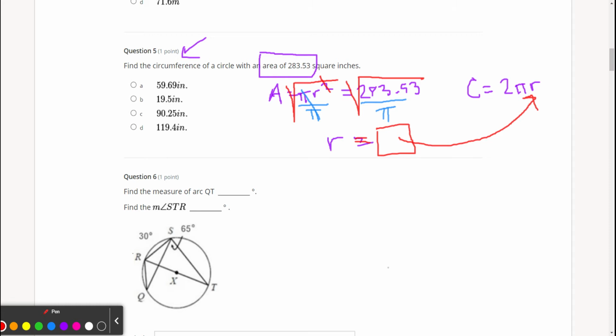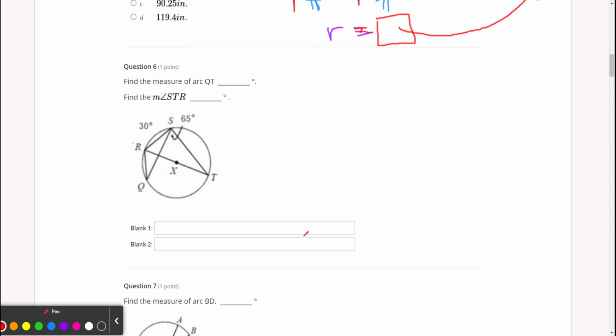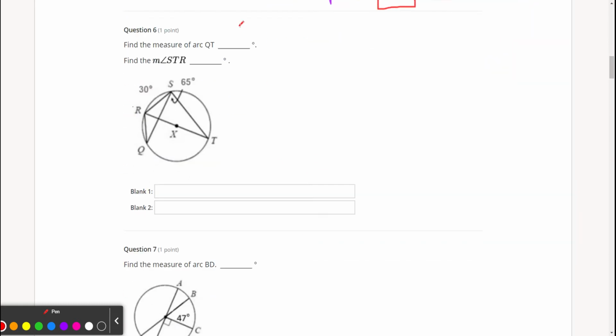I can help with number 6. 6 is kind of hard to look at, but if you can draw it out or color it in, it helps out a little bit. So arc QT is my first question, right? So I'm going to highlight QT. What spotlight is shining on QT?